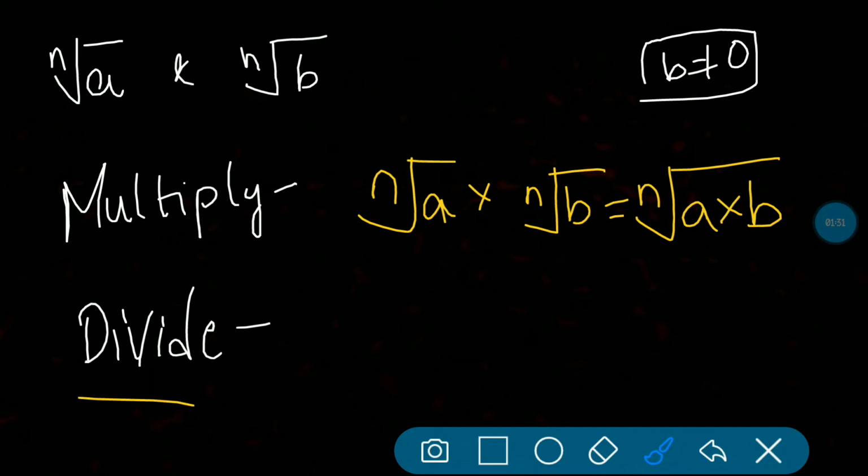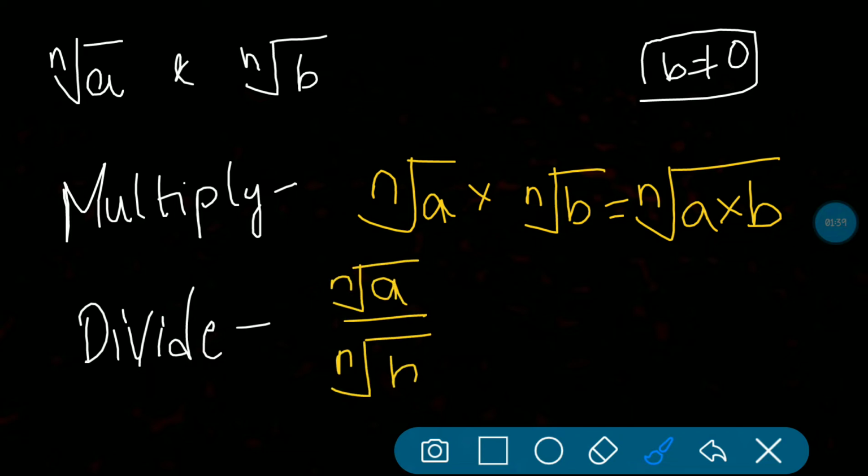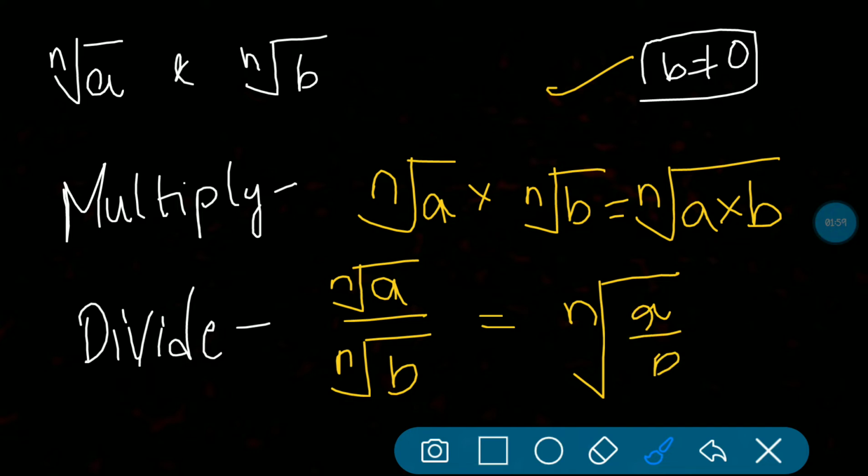Now we'll move on to the division part. How do we divide? Now when we have nth root of a divided by nth root of b, where b is not equal to 0 and there is the same order n, then both the radicands can be divided by putting the root over the whole. So nth root of a by b will be the division form.